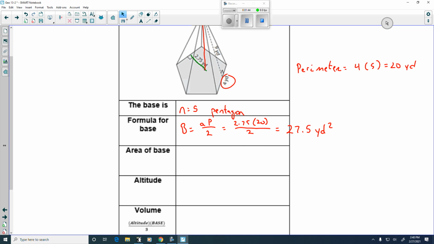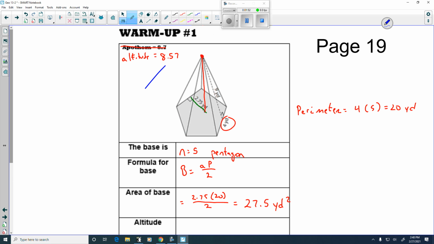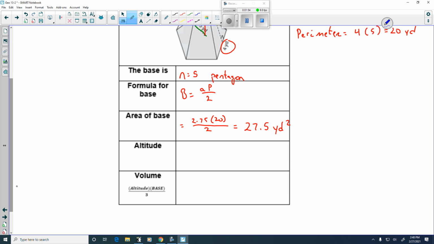And true to form, I've put this in the wrong blank. It should be down here. The next thing is to find the altitude. And of course, it told me right here what the altitude is. It's 8.57. So the altitude is 8.57 yards.